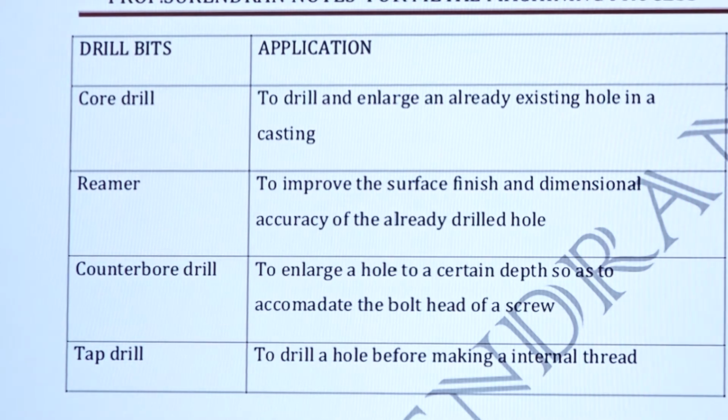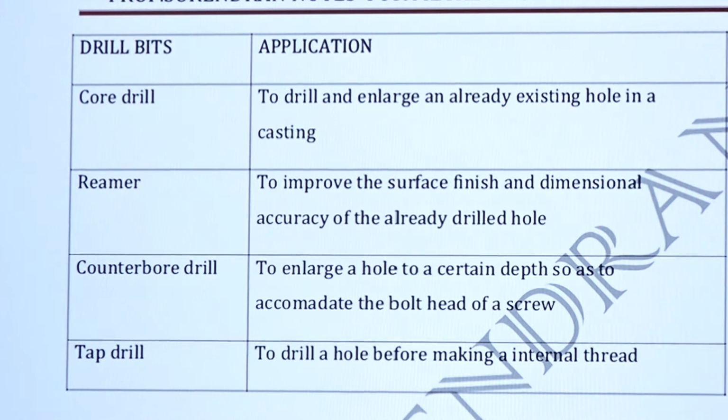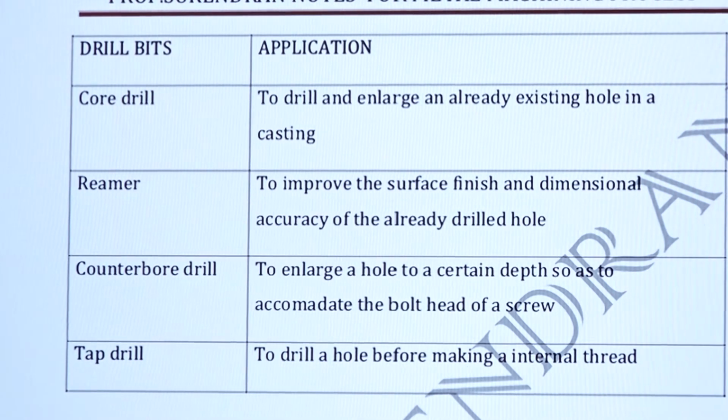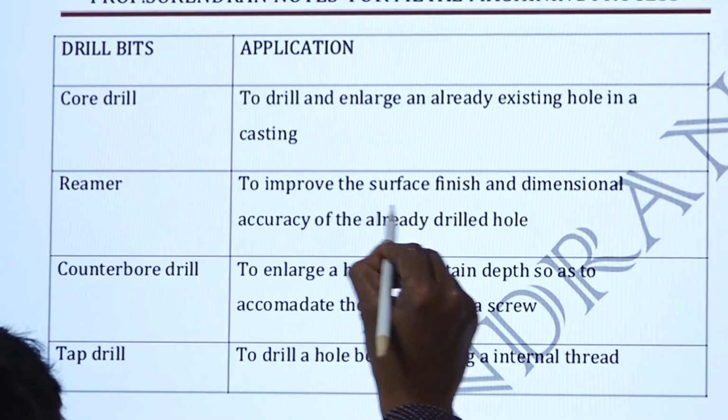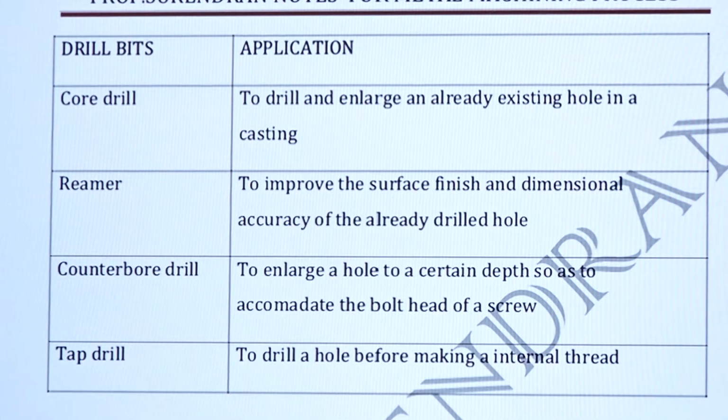Reamer, what do you mean? What is the function of a reamer? It is for smooth surface finish and dimensional accuracy. And next is the counterbore drill. Counterbore drill is used to enlarge the hole to a certain depth. And tap drill, it is for making threads.